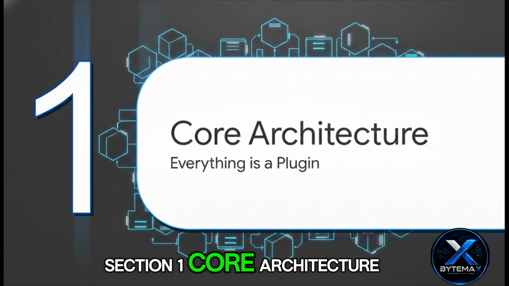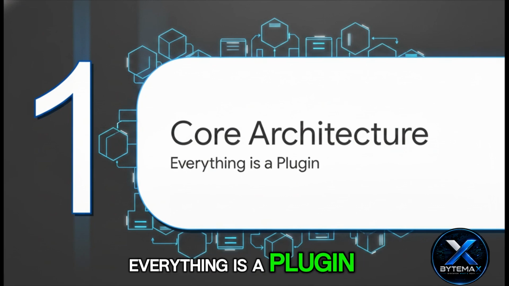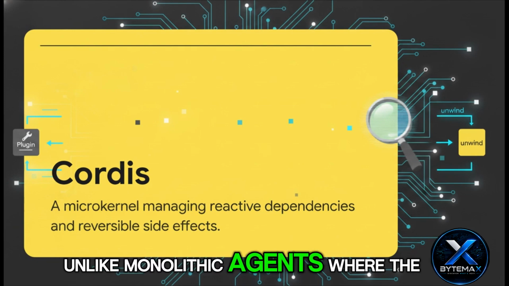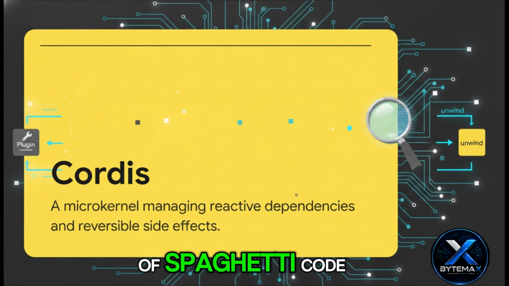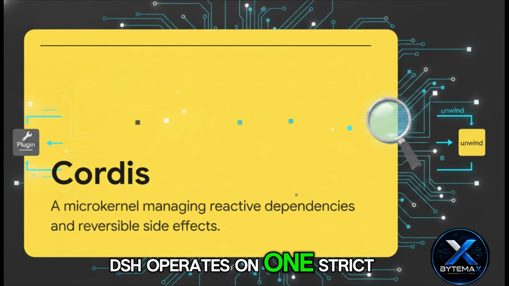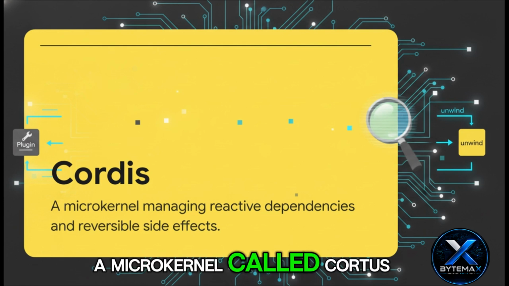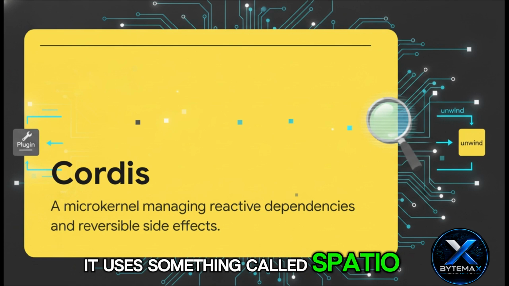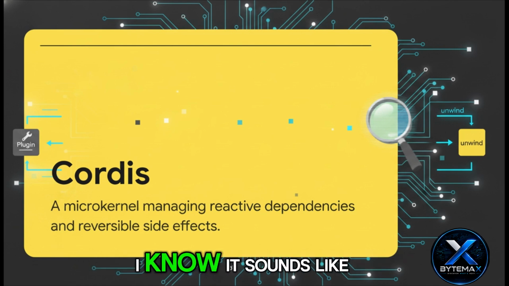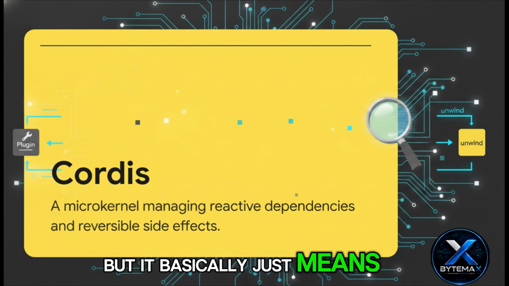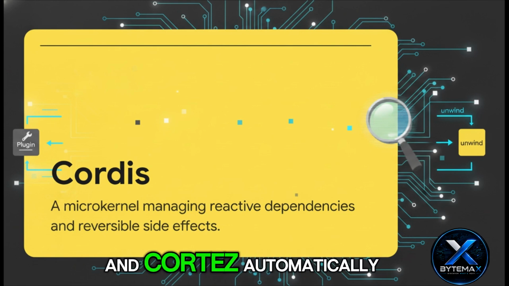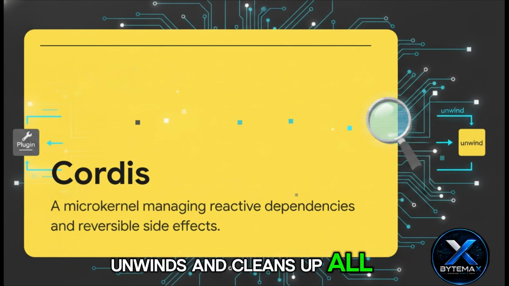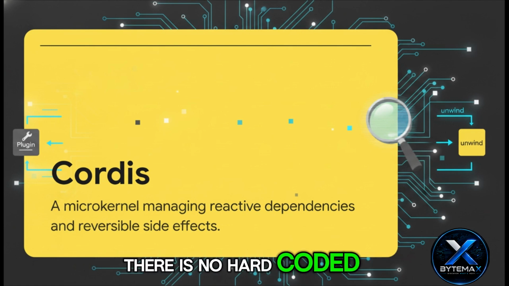Section 1. Core Architecture. Everything is a plugin. Unlike monolithic agents, where the UI, the tools, and the LLM are just this tangled mess of spaghetti code, DSH operates on one strict rule. Everything is a plugin. And this is powered by a microkernel called Cordis. It uses something called Spatiotemporal Composability. I know, it sounds like time travel, but it basically just means this. You load a plugin, it registers its tools. You remove that plugin, and Cordis automatically unwinds and cleans up all of its side effects. There is no hard-coded core you have to patch.